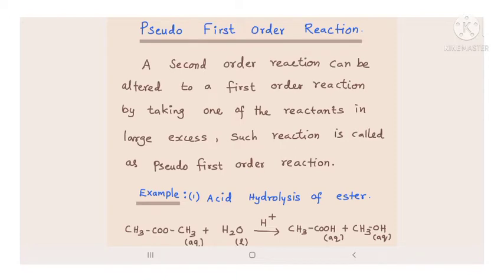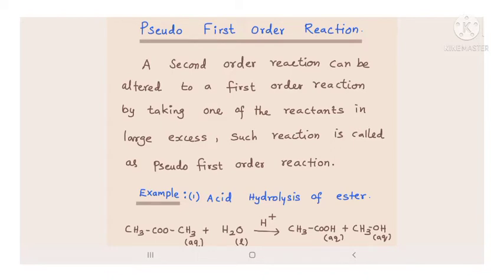It's nothing but a second order reaction which can be altered to a first order reaction by taking one of the reactant concentrations in excess. A second order reaction in which one of the reactant concentrations is taken in excess can be changed into a first order reaction. Such reactions we call pseudo first order reactions.